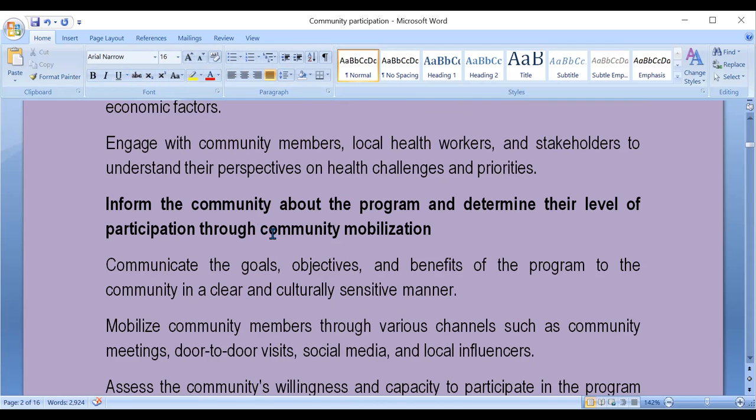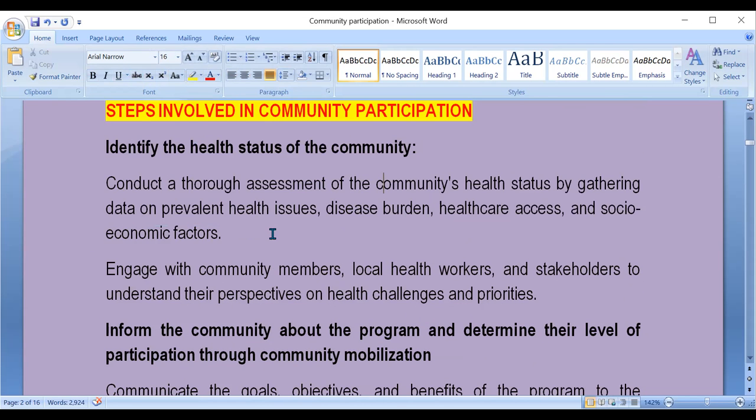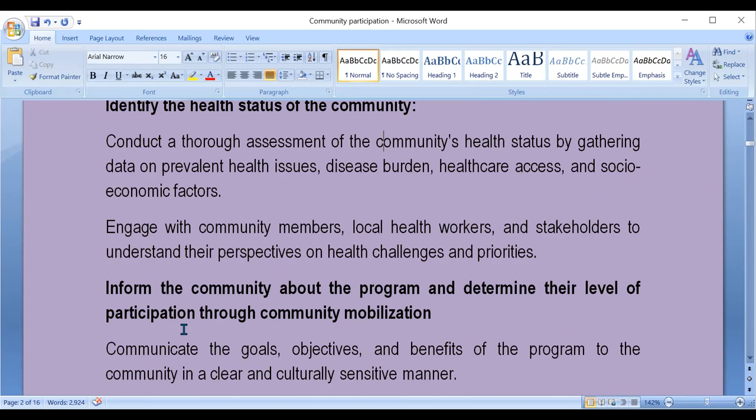Communicate the goals, because this program you are about to bring, after you have carried out a thorough assessment of the community, you have checked all these factors: prevalent diseases, disease burden, healthcare access, socioeconomic factors. You then engage with their stakeholders and community members, and you have come up with their present problem. Then you sit with other colleagues, design the goals, objectives, and benefits of a program that you will introduce to help in that community. And it will be presented in a sensitive way.